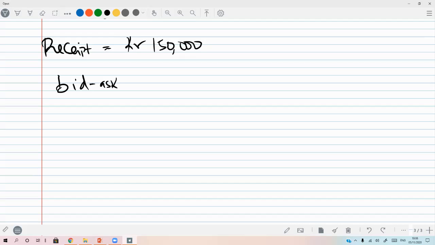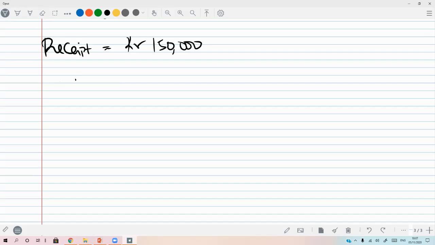Let's give therefore the first or second quotation. Which one do we use? The second quotation, the ask. Yes, we use the second quotation, which is equal to 9.580, the ask.